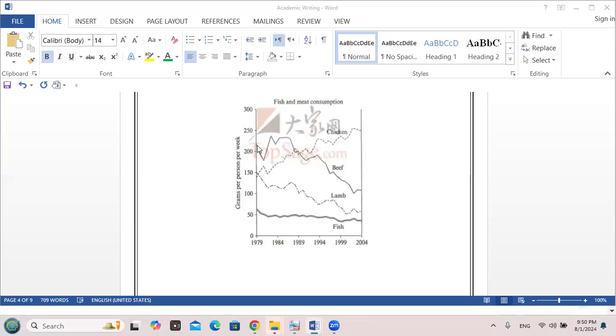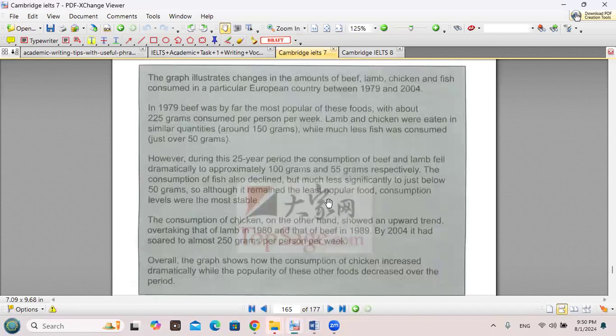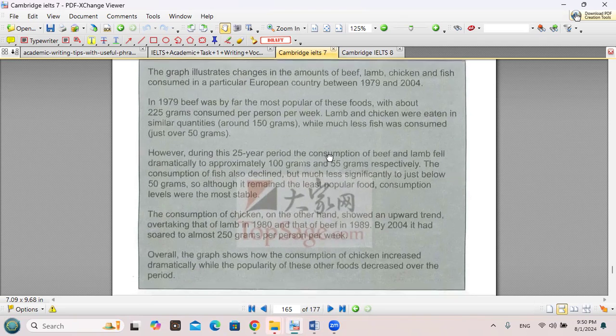Okay. So now it's time to read the sample written by the examiner himself. And remember, this is just one sample. You can use your own sample. It's still correct. So now, who likes to read it? Who likes to read it?